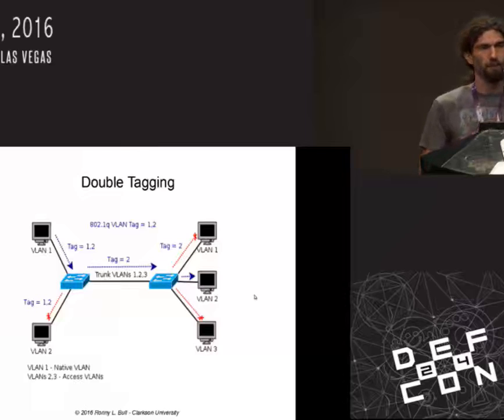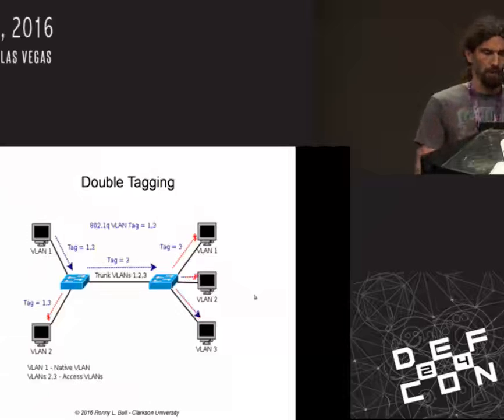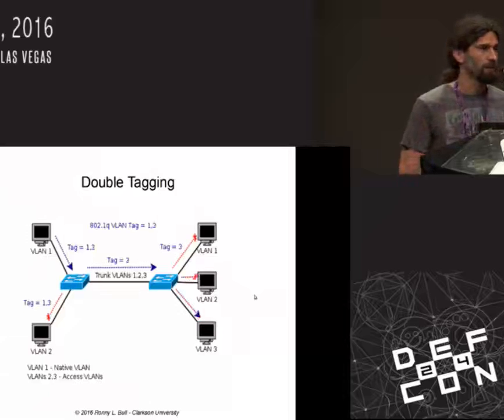As soon as we go across that trunk connection, that VLAN 1 tag is stripped off, passing over the frame with the tag of 2. And then when it gets to the other side, it goes directly to that system on VLAN 2 and doesn't go to VLAN 1 or VLAN 3. So here we can see the same thing with 3, just a different example.